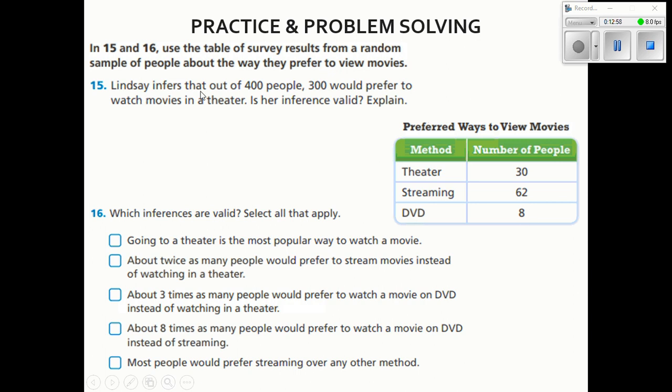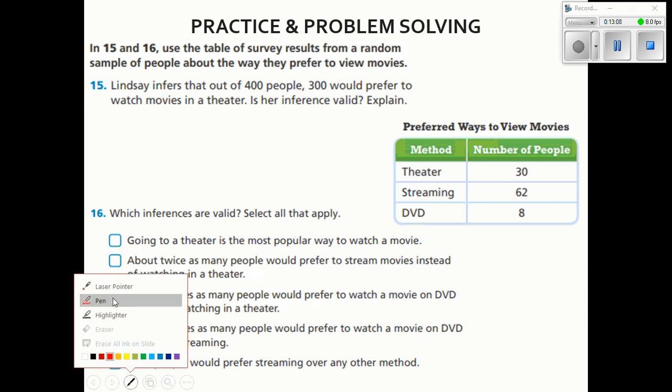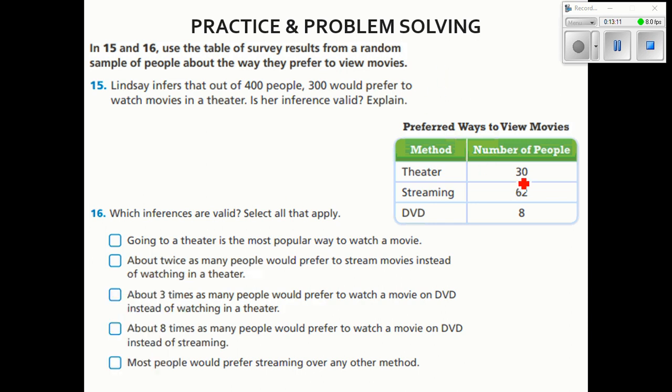So when she infers that out of 400 people, 300 would prefer watching movies in theaters, we have to set up that little percentage again. And if I was going to do it, I would have to add all these up. Well, 62 and 8 make 70, and 70 plus 30 is 100. So that means when she says movies in theaters, that would be 30 out of 100. And since she's talking about 400 people, we have to cross multiply again.